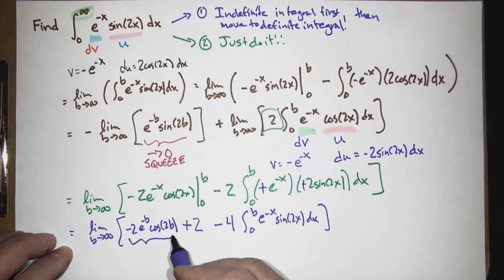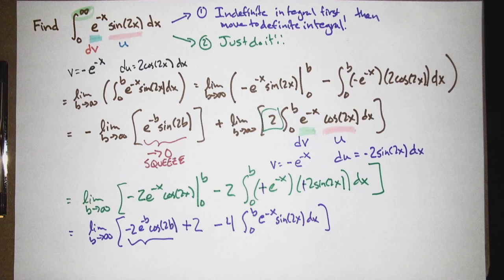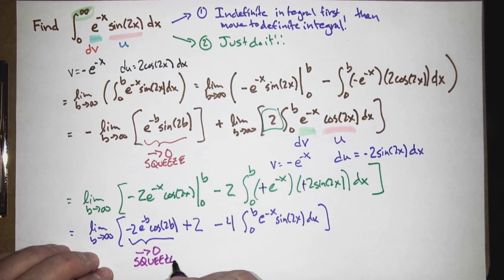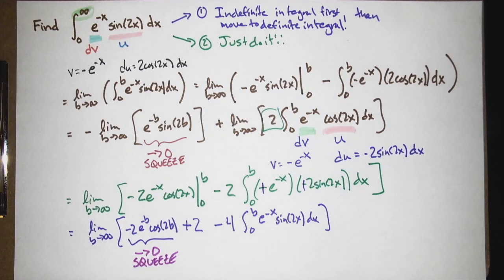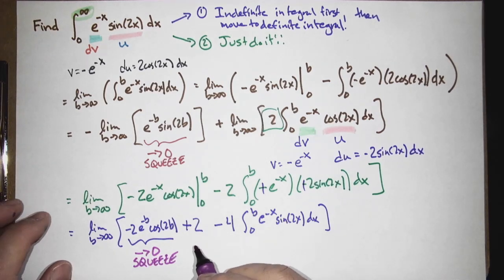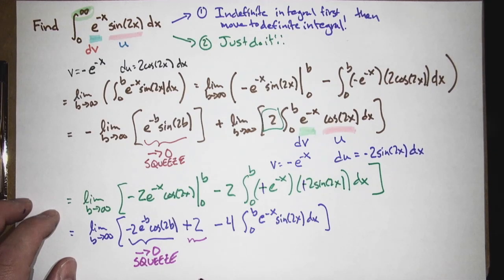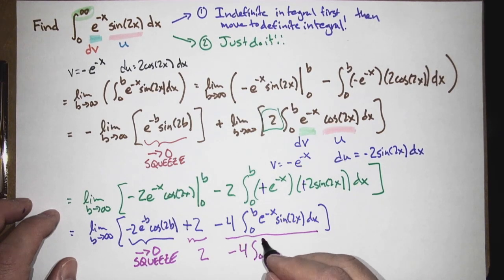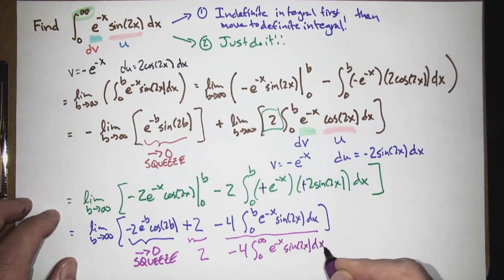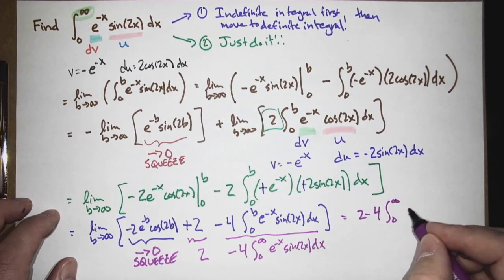All right, let's talk about these pieces. What happens to e to the minus b cosine 2b as b goes off to infinity? It goes to 0. Why? Still the same principle, that e to the minus b is going to 0 and the cosine is bounded. And if you're panicking, like, do I have to remember squeeze? We haven't talked about it before, so no. But it's nice to remember things. It's like all these things come back together. What does the 2 do? It stays as 2. And how about here? This is minus 4 integral 0 to infinity e to the minus x sine of 2x dx. So we get 2 minus 4 integral 0 to infinity e to the minus x sine 2x.